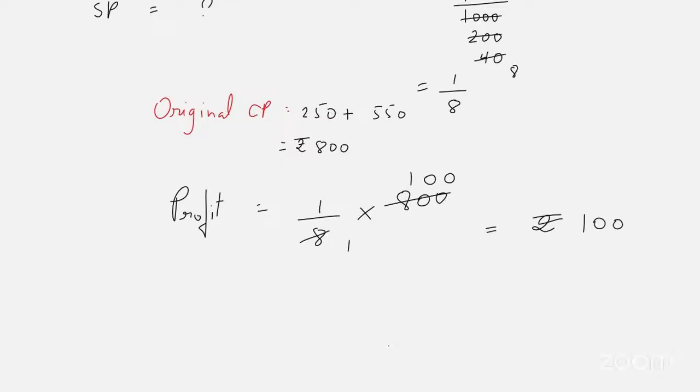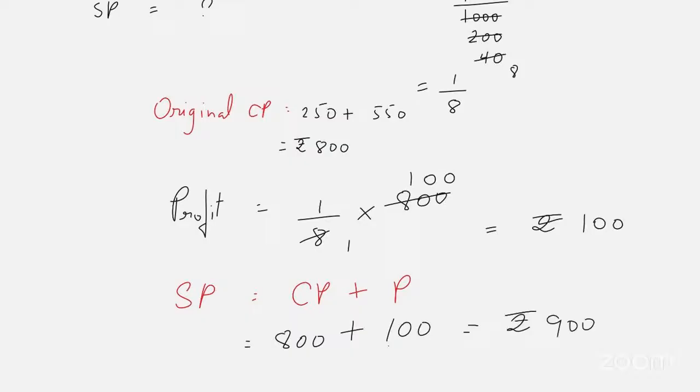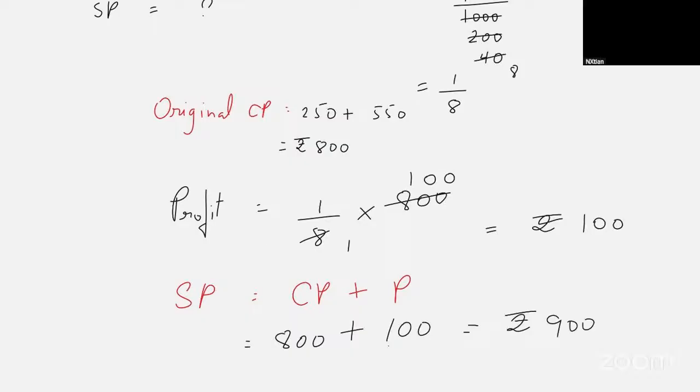Now selling price is equal to cost price plus profit. So cost price how much? 800. Profit how much? 100. Selling price is equal to rupees 900. This is how you can solve it.